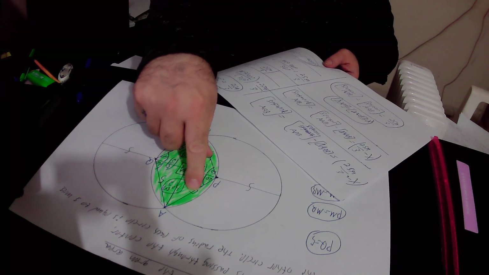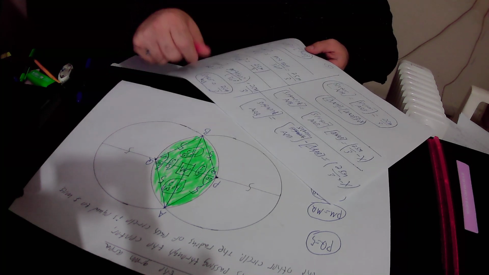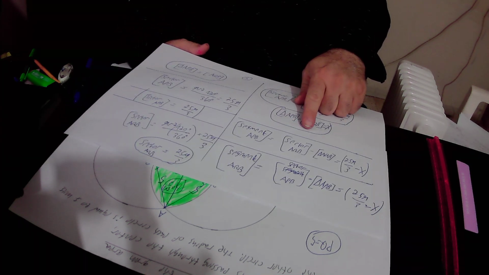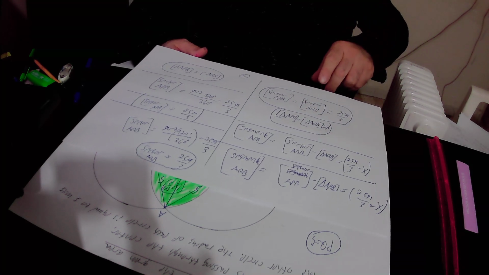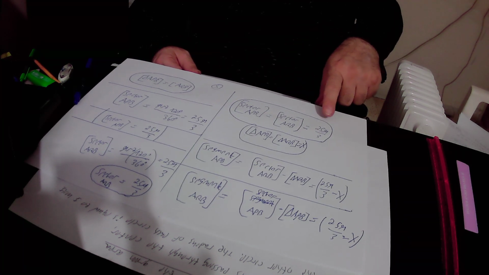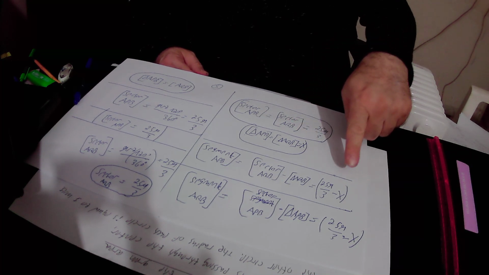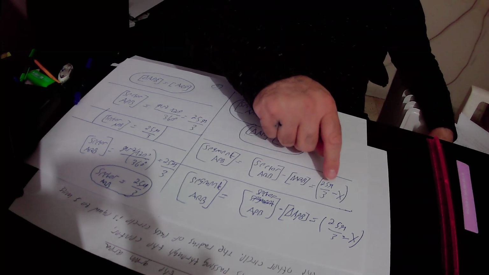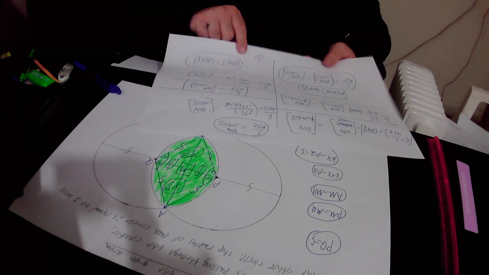What is the area of segment APB? It will be equal to the area of sector AQB minus the area of triangle AQB. Again, the area of segment APB equals the area of sector AQB minus the area of triangle AQB. But we have already found out that the area of sector AQB equals 25 pi over 3, and the area of triangle AQB equals x. So in conclusion, the area of segment APB equals 25 pi over 3 minus x square units. And then we calculated the area of segment AQB.